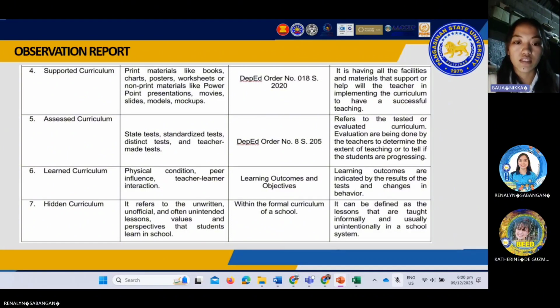The last is hidden curriculum. It refers to the unwritten, unofficial, and often unintended lessons, values, and perspectives that students learn in school. It is located within the formal curriculum of a school, and the description of this is it can be defined as the lessons that are taught informally and usually unintentionally in a school system.